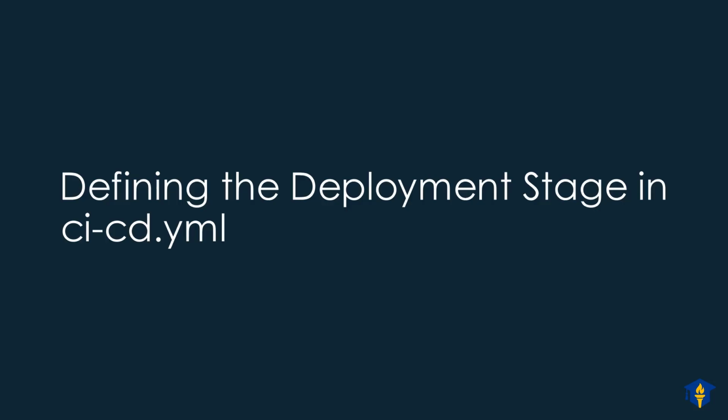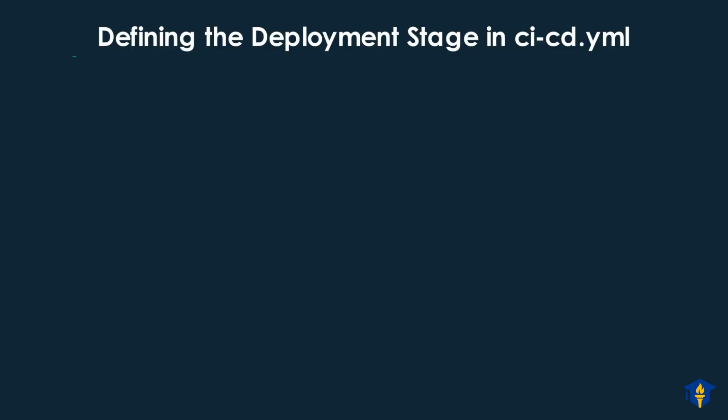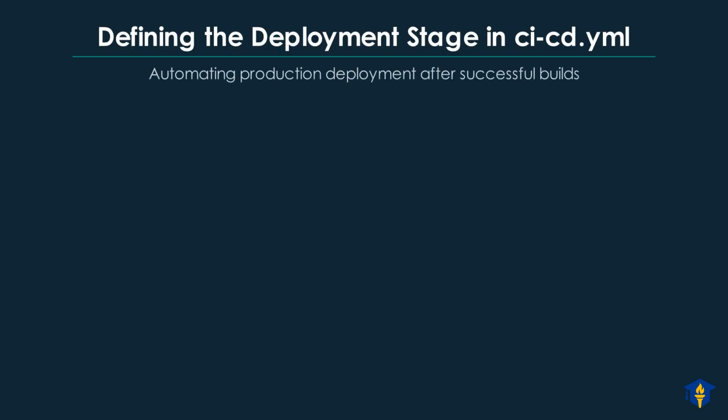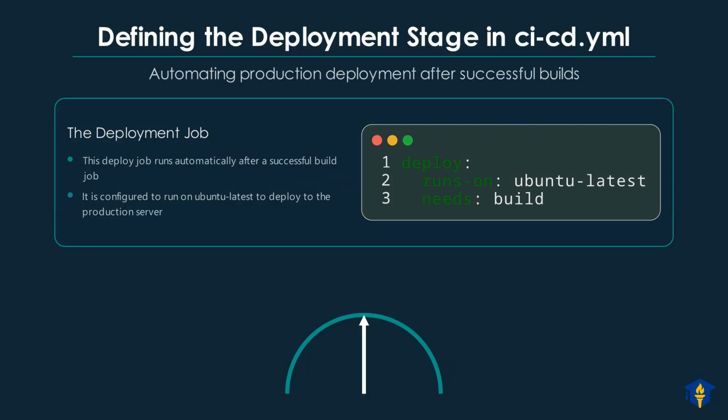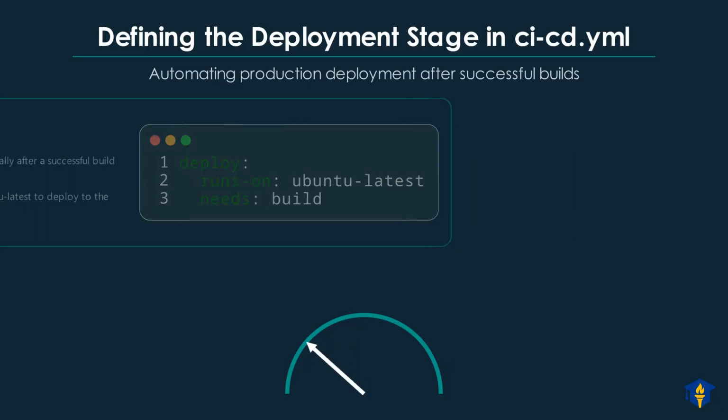Now, let us define the deployment stage within our ci-cd.yml file. This automates the production deployment after the successful completion of all builds and tests. Here, we define the deploy job. This deploy job runs automatically on Ubuntu latest after the build job successfully completes, deploying to production. This code snippet shows the deploy job which runs on Ubuntu latest and depends on the build job.